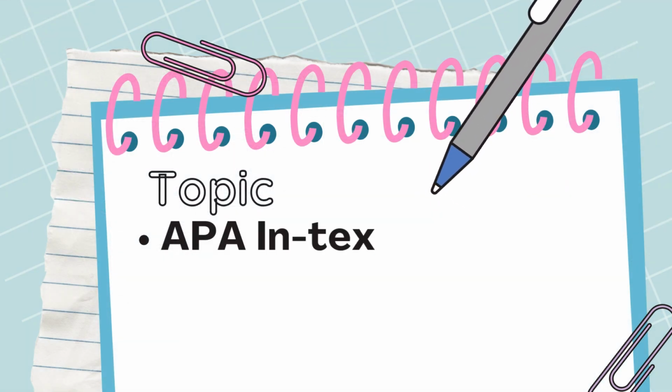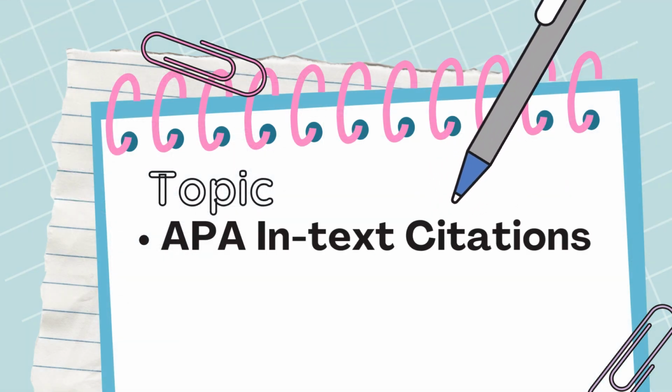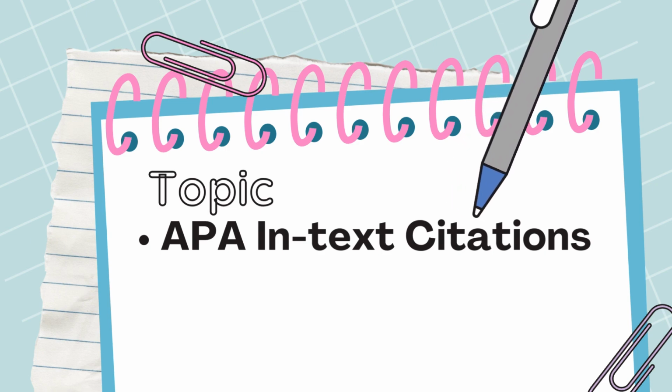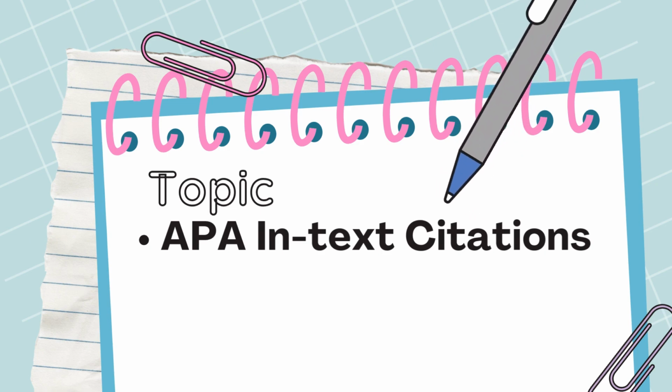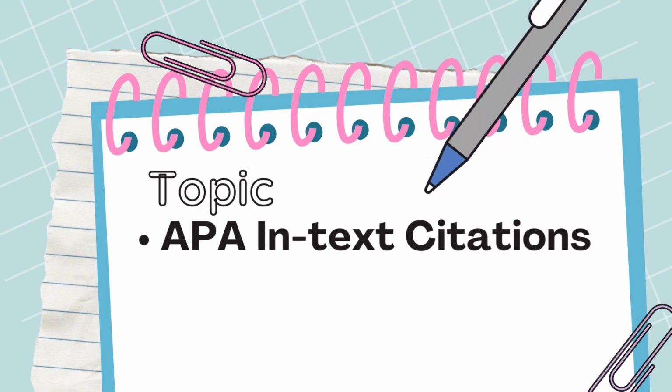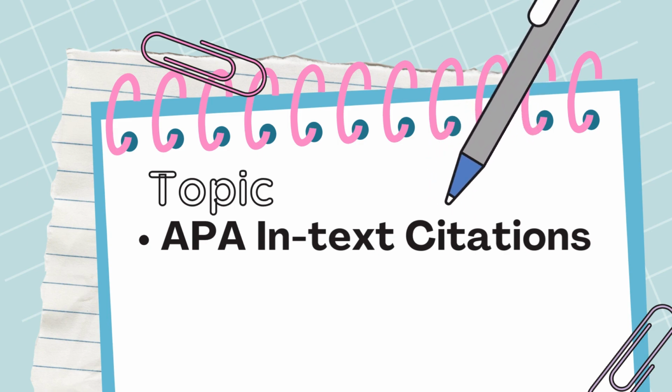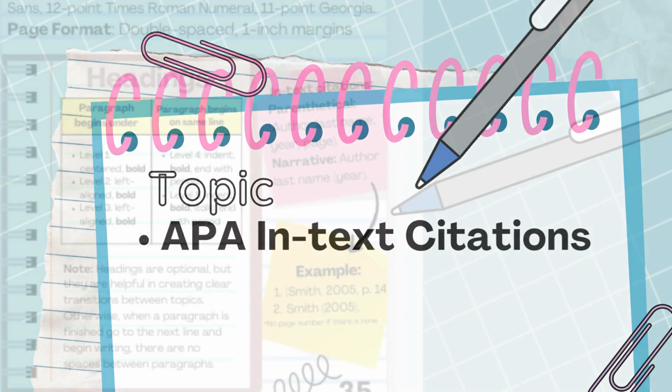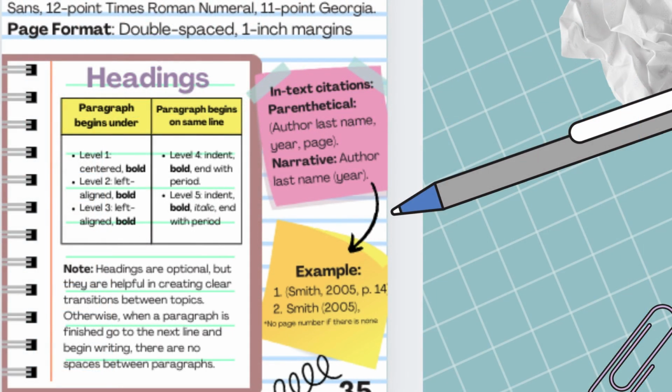Now let's briefly discuss in-text citations. When you reference a source in your paper, you need to include an in-text citation. This usually includes the author's last name, the year of the publication, and the page number. However, if you are citing a source such as a video or a web page, you can omit the page number. Now, there are two different types of in-text citations, which are parenthetical and narrative.